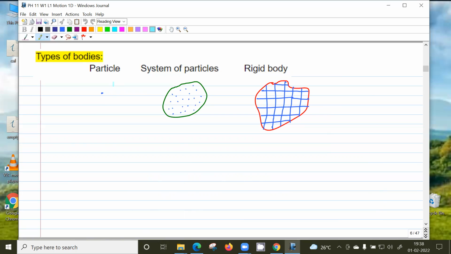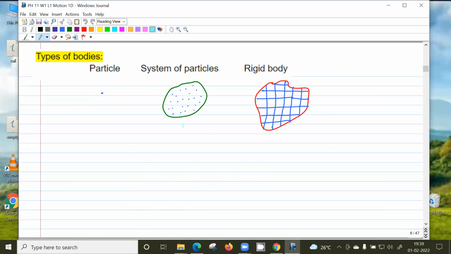So you can model the body as either a particle, a system of particles, or a rigid body. So in this chapter, the body is considered as what? Particle system. Which one? I don't remember. In this chapter, the body we consider as a point mass. Only in chapter 6, where we are starting the center of mass, there we are considering this body has got some size. Okay.